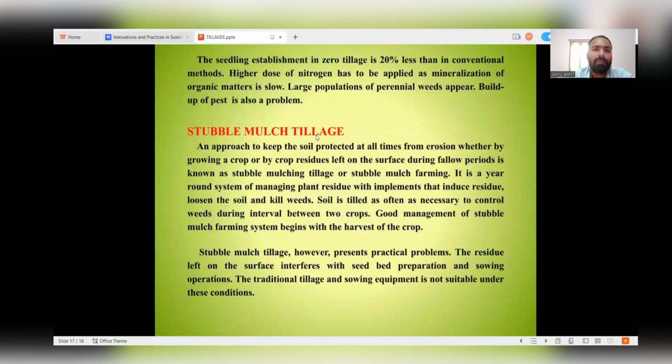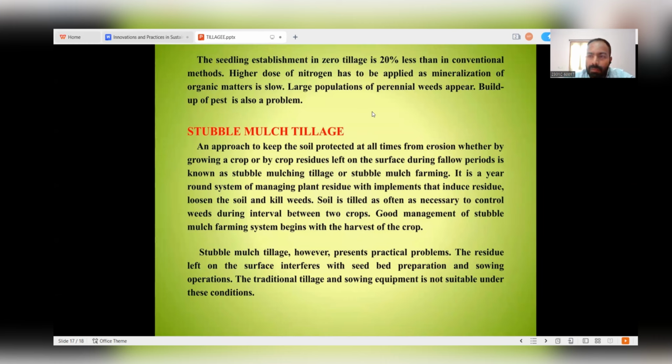The seedling establishment in zero tillage is 20% less than in conventional methods. A higher dose of nitrogen has to be applied as mineralization of organic matter is slow. A large population of perennial weeds appears. Buildup of pests is also a problem.